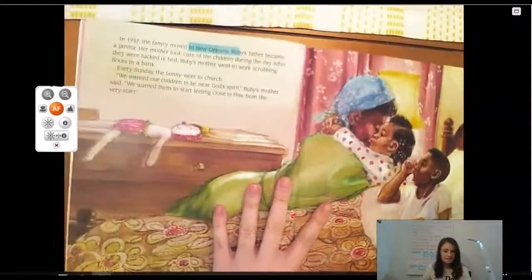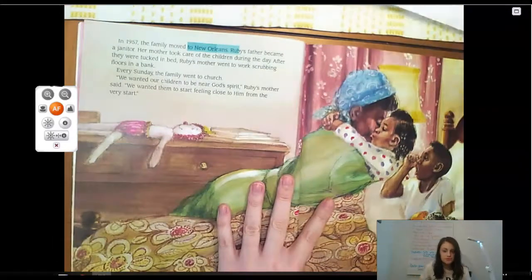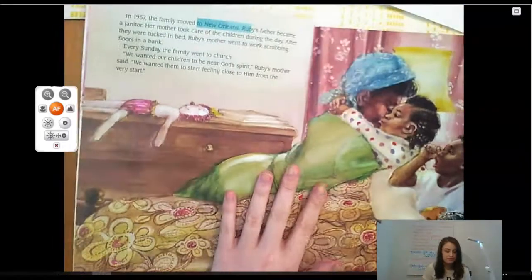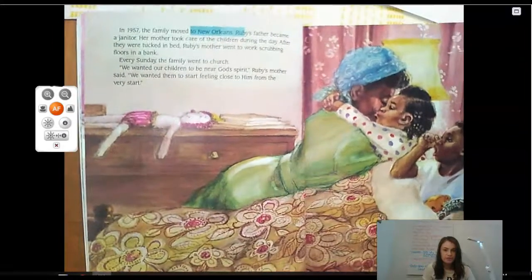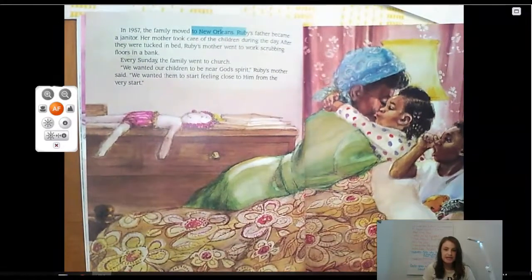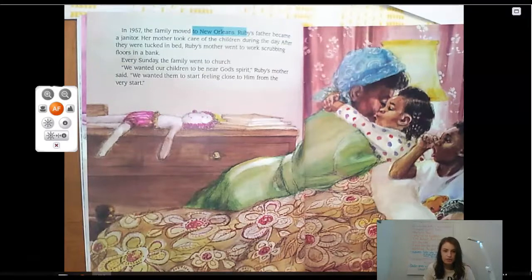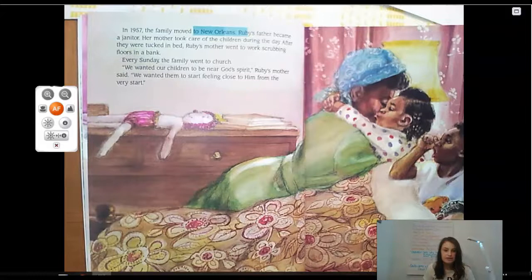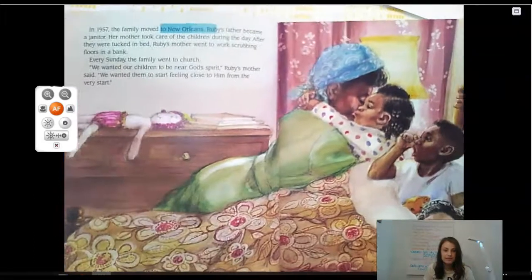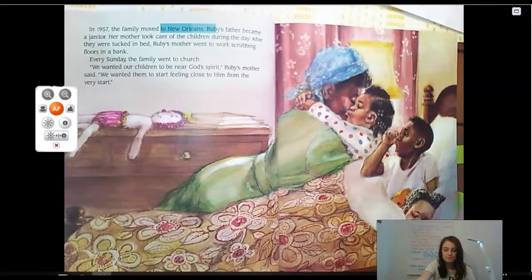In 1957, the family moved to New Orleans. Ruby's father became a janitor. Her mother took care of the children during the day. After they were tucked in bed, Ruby's mother went to work scrubbing floors in a bank. Every Sunday, the family went to church. We wanted our children to be near God's Spirit, Ruby's mother said. We wanted them to start feeling close to Him from the very start.